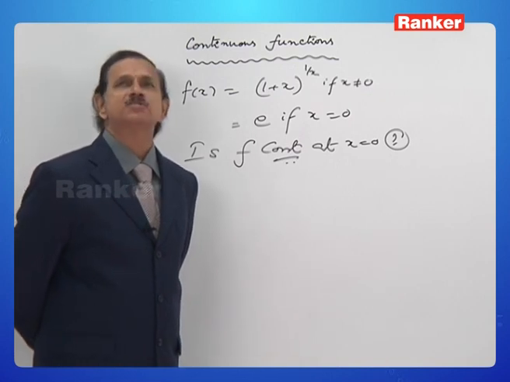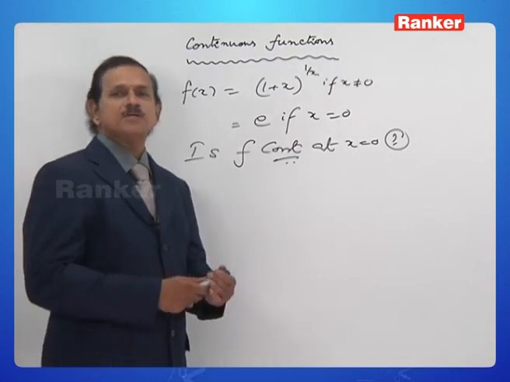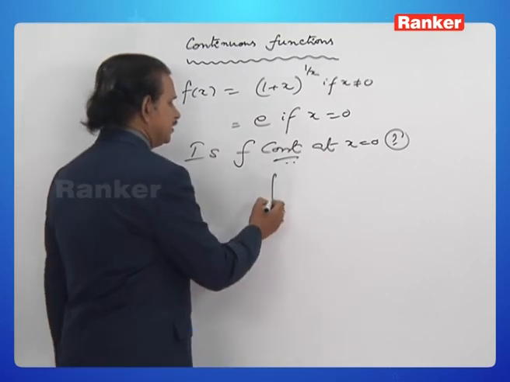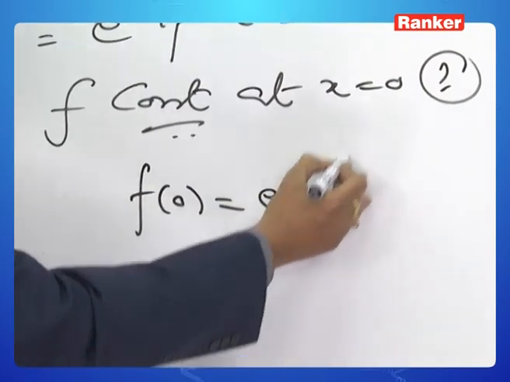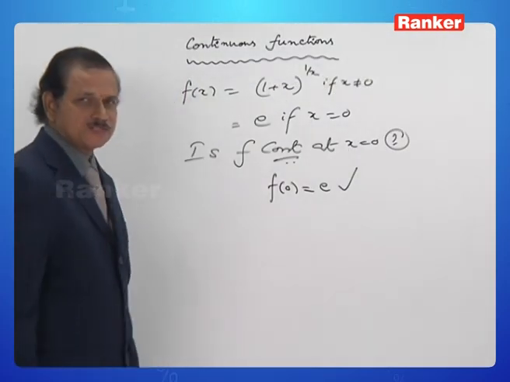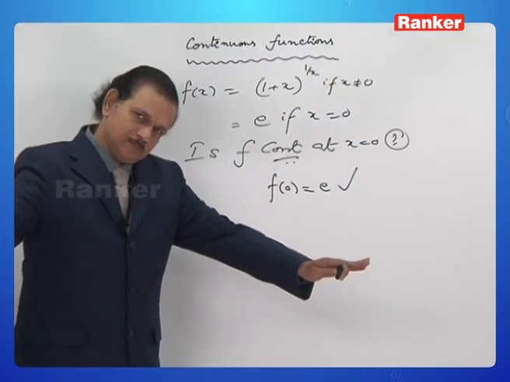What are the conditions? First condition, f of a must be defined. What is f of 0? F of 0 is e. Oh happy, it is defined. First condition is verified.